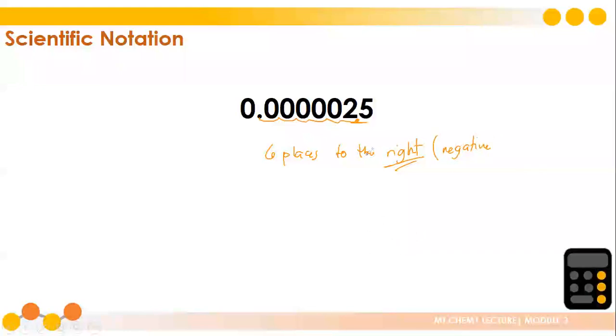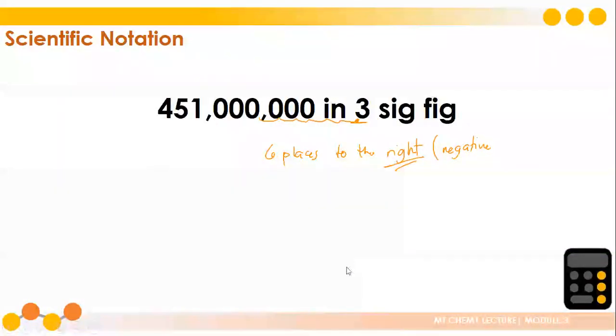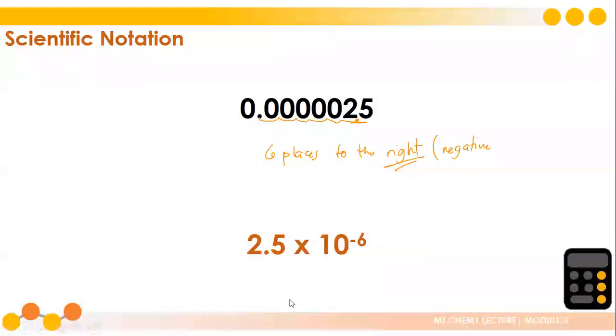So this indicates that our scientific notation now is 2.5 times 10 raised to negative 6. Negative 6 indicating that the decimal point moved 6 places to the right.